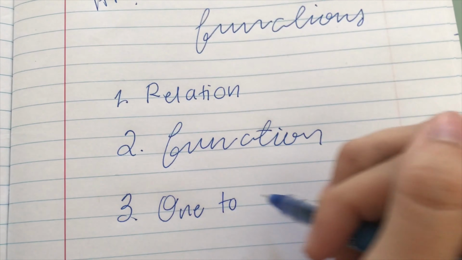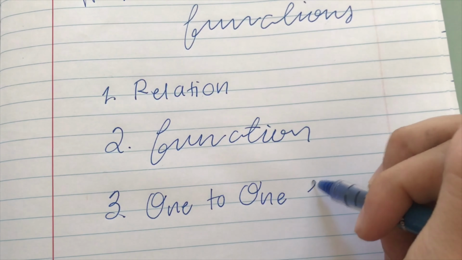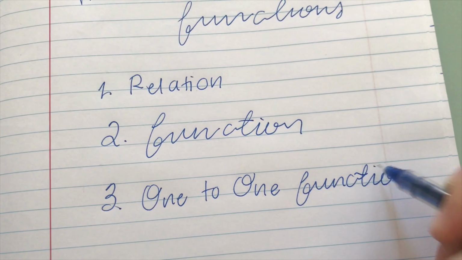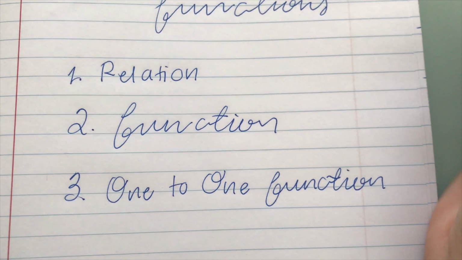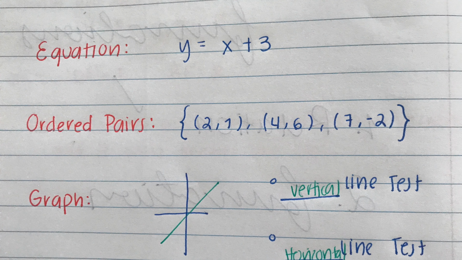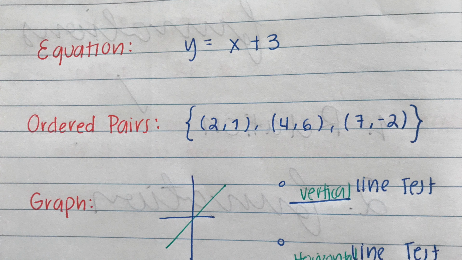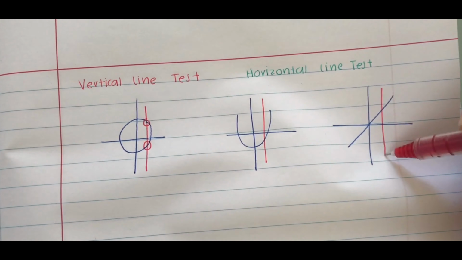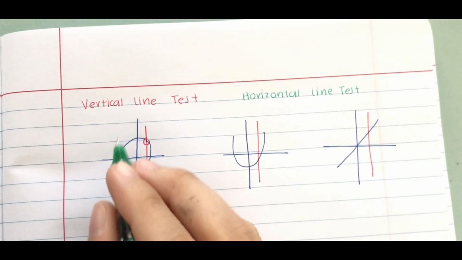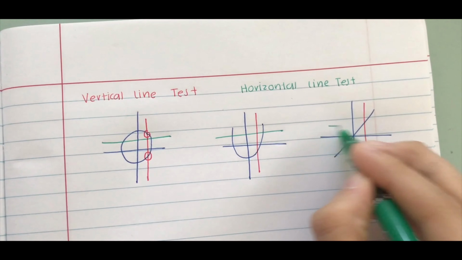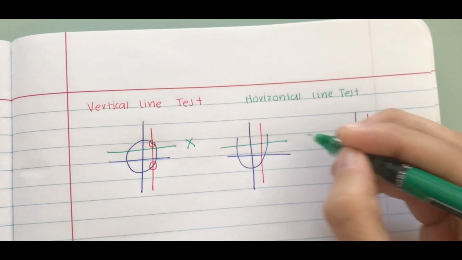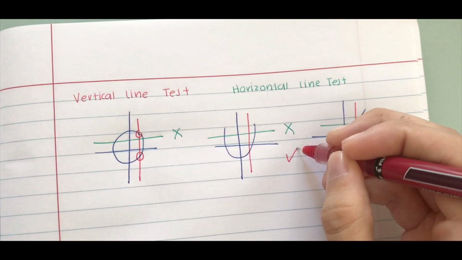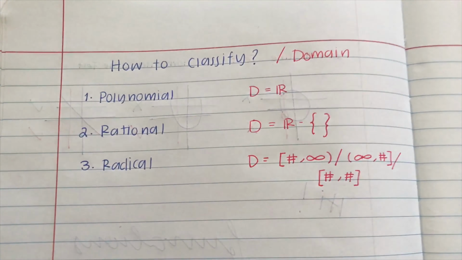Number three, one-to-one function. To know if you got one of these, it must be a relation, a function, but also gotta pass the horizontal line test. Or you could also check if the values of y are repeated. As you can see, everything here is a one-to-one function. Okay, so the vertical line test is when you draw a vertical line and it only touches one spot. And the horizontal line test is basically the same. So you draw a horizontal line and it only has to touch one spot.